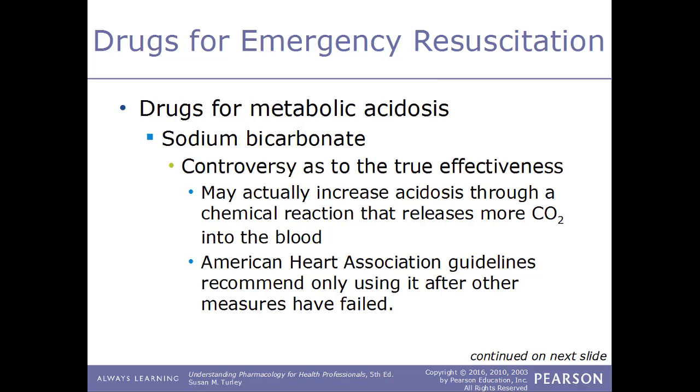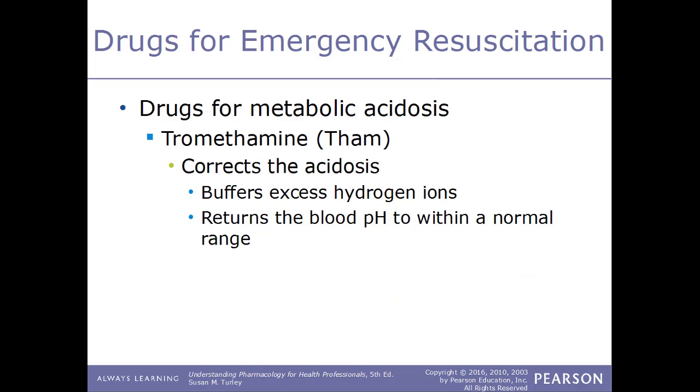And there is some controversy on how effective this drug truly is. It may actually increase acidosis through a chemical reaction that releases more carbon dioxide in the blood. Now, the American Heart Association guidelines recommend only using this after other measures have failed. Another drug that could be used in metabolic acidosis is tromethamine, also known by the trade name THAM. And this works to correct the acidosis because it buffers the excess hydrogen ions. So this will help return blood pH to within the normal range.